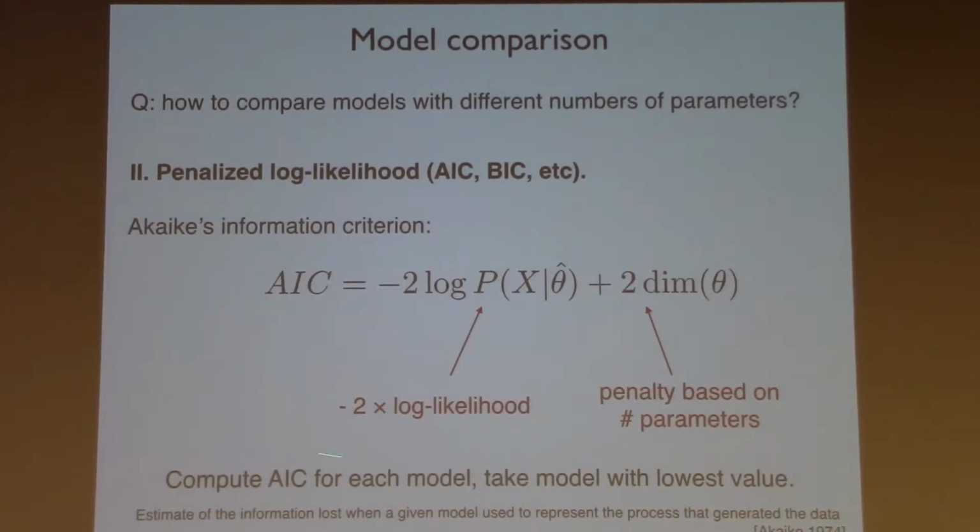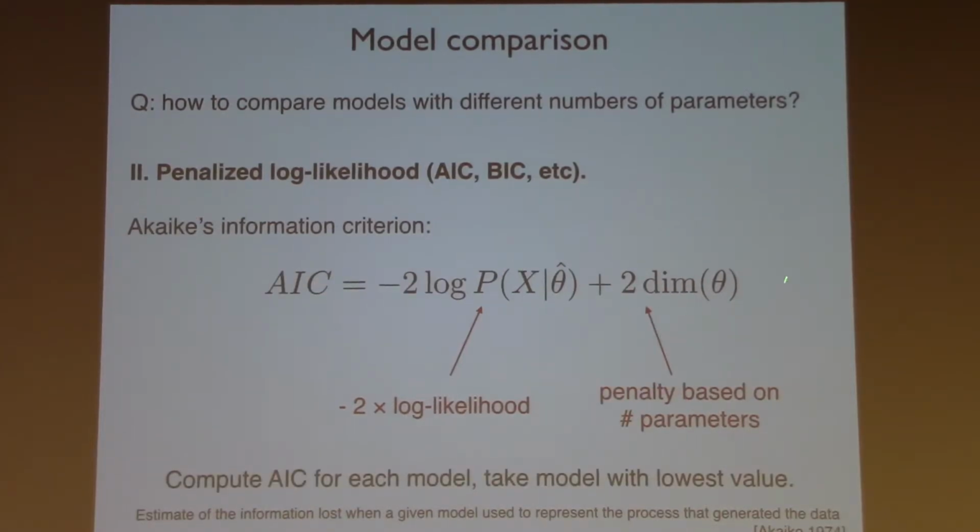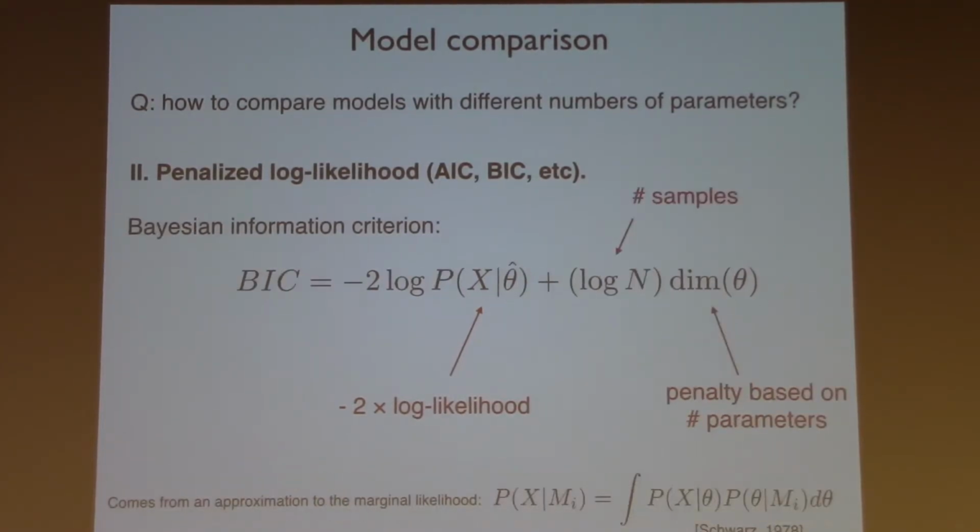And I should say there's some theoretical justification for these. AIC tries to estimate the information lost when one model is used to represent the process that generated the data. An alternative is the BIC, which has a little bit of a different form. There we had 2 times the number of parameters as our penalty. In the BIC, this is related to the number of samples as well. So more data means you're going to pay a higher cost for using more parameters. And this is an attempt to approximate the marginal likelihood of the data. All right, so these are 2 well-known model comparison metrics.